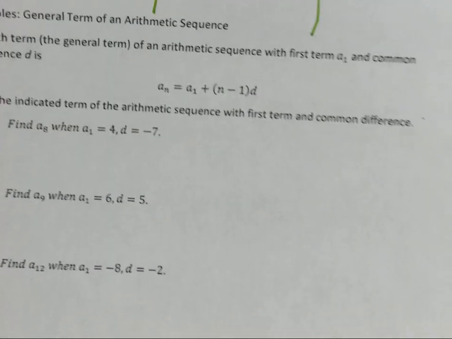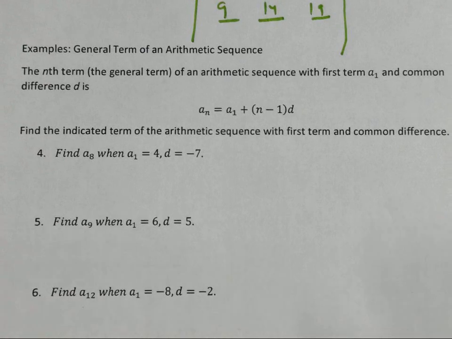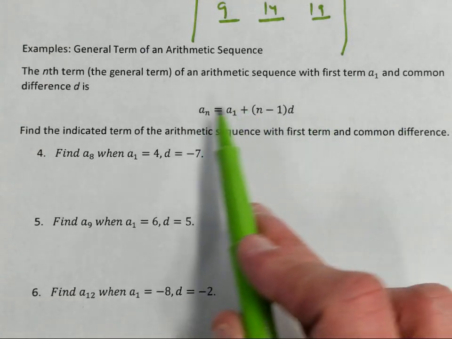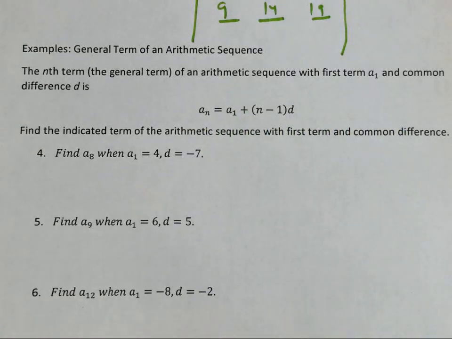This formula right here tells you the indicated term, any given term of an arithmetic sequence. So you need to write that down. A sub n equals a sub 1 plus n minus 1 times d. That's the general term of an arithmetic sequence. Okay, let's make your way. Yep. Write that down on your index card.